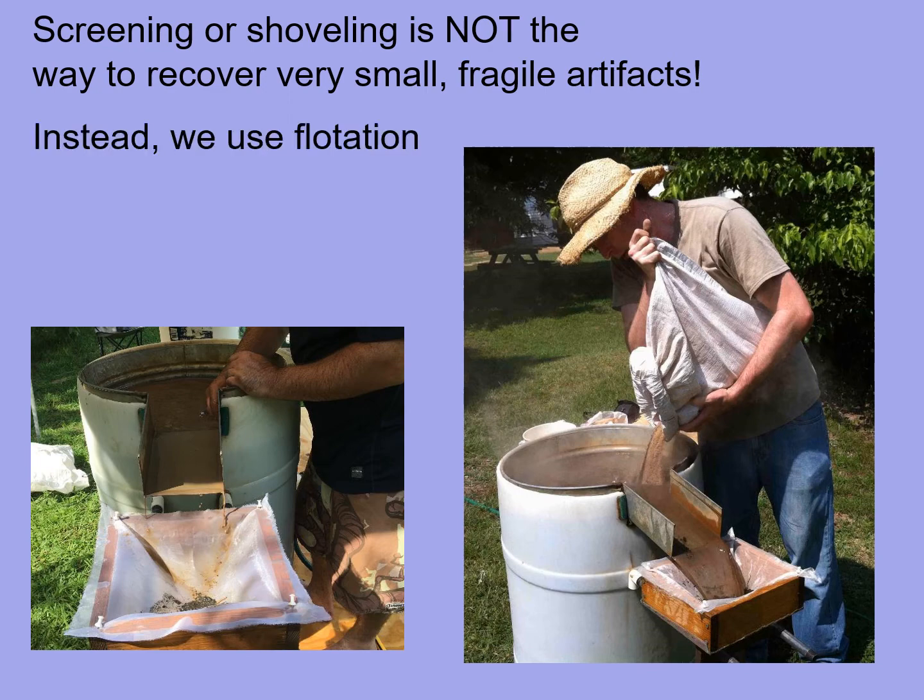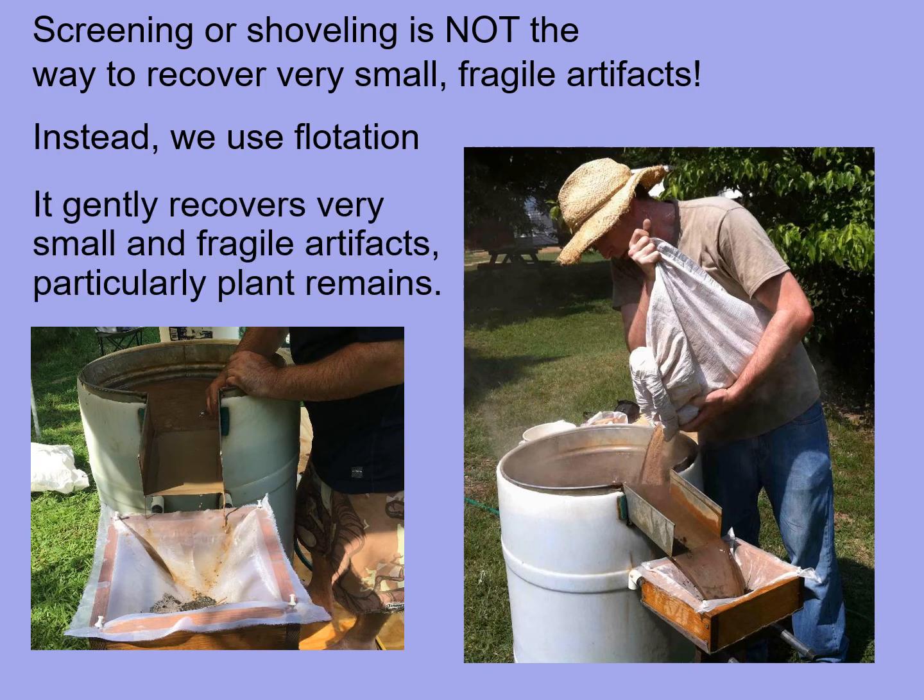Instead, we use flotation. In this particular system, we have a screen meshed insert that has a mesh in the bottom that is half the size of window screens, so very tiny. You dump in your dirt, and very small, light artifacts, like plant remains, are gently floated out and into a piece of slippery polyester cloth. Heavier artifacts, like sherds and rocks, and even things like hickory nutshell, will sink and get caught in the very small mesh screen.